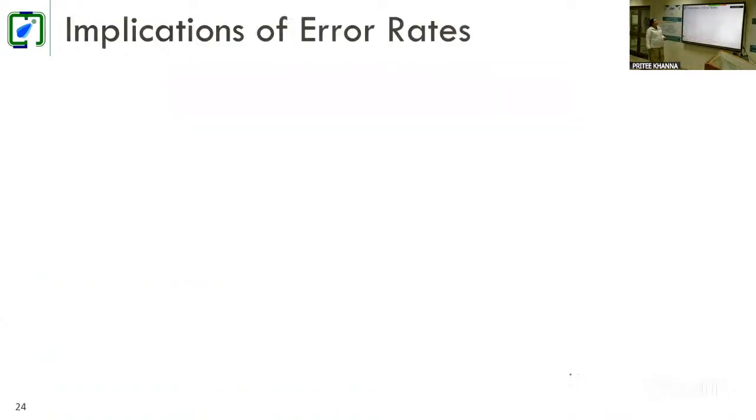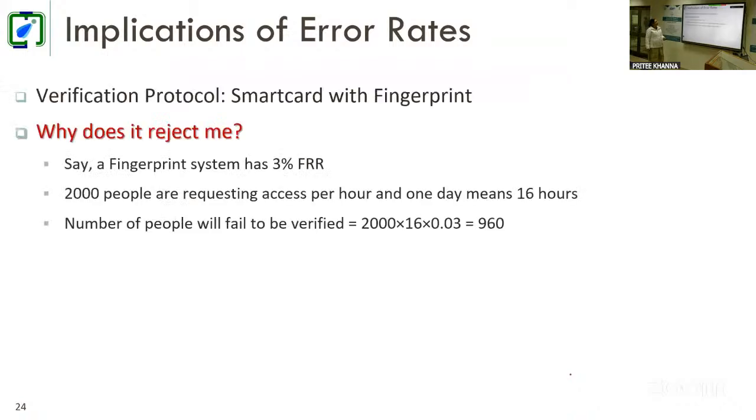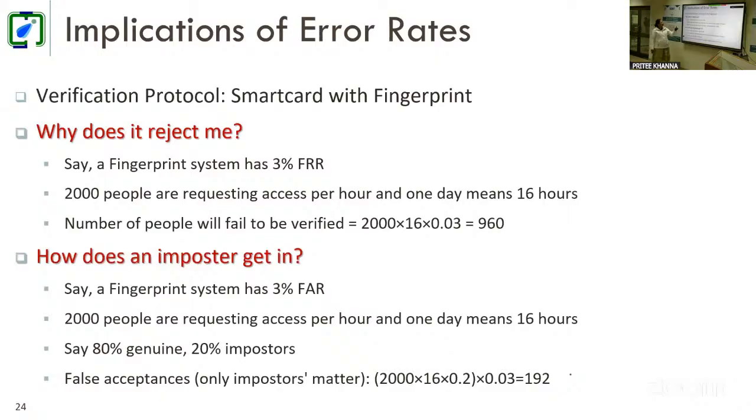Now here you can see that. Okay, so there is another example. I think I have already covered it. Let us say there is a smart card and fingerprint system. 3% is too much now. 3% FRR, right? And you are using it, let us say, at some facility where people are requesting access per hour, and one day means 16 hours. So you can see that these many people are going to fail.